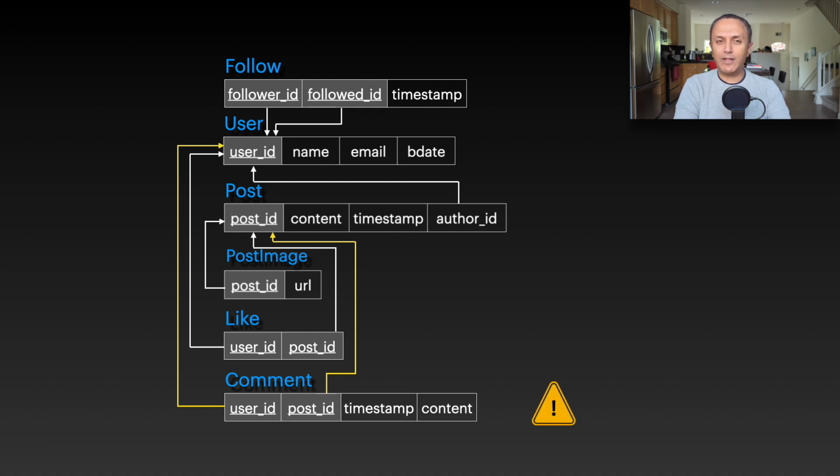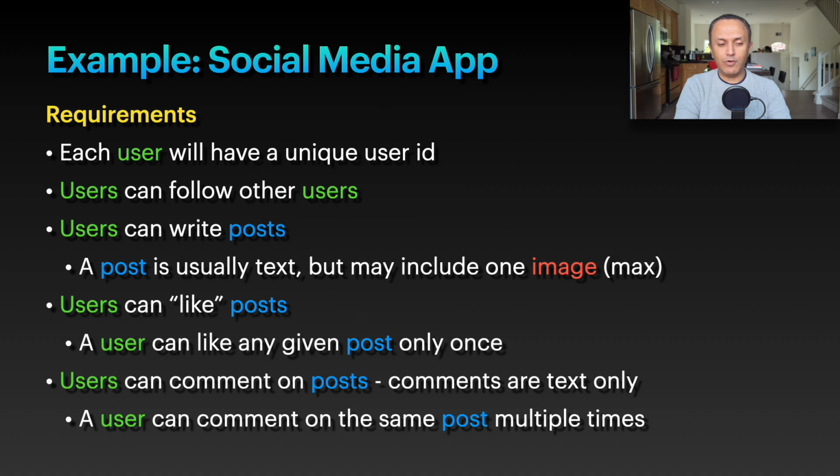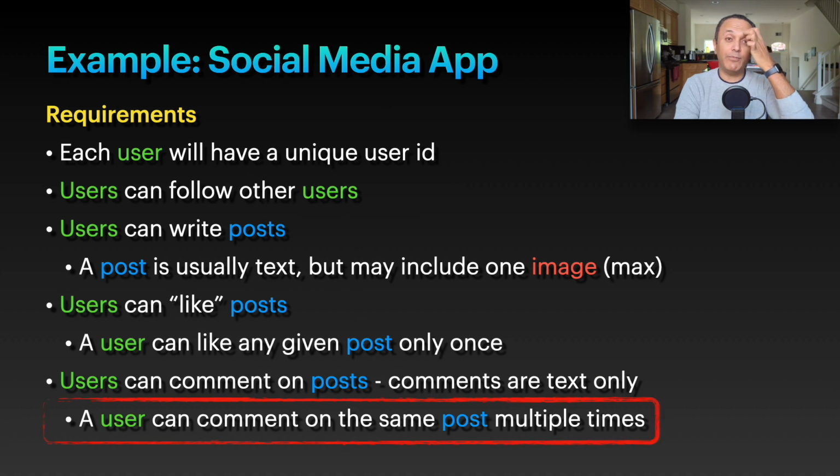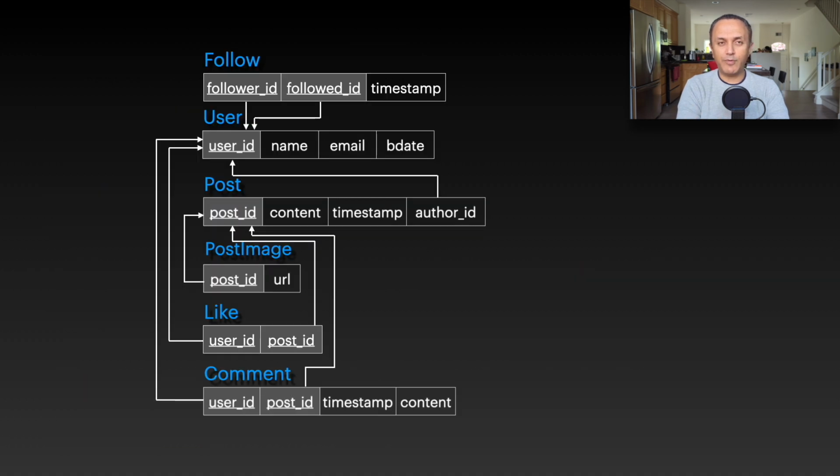Why is that? Let's go back to the requirements. The requirement said that a user can comment on the same post multiple times. So user John can comment on a post once. Same user John can comment on the same post again and again and again. So the combination of user and post is not unique. So it is not sufficient to identify a row in that table. So for that reason, this cannot be the primary key. We're going to have to add something else to it.